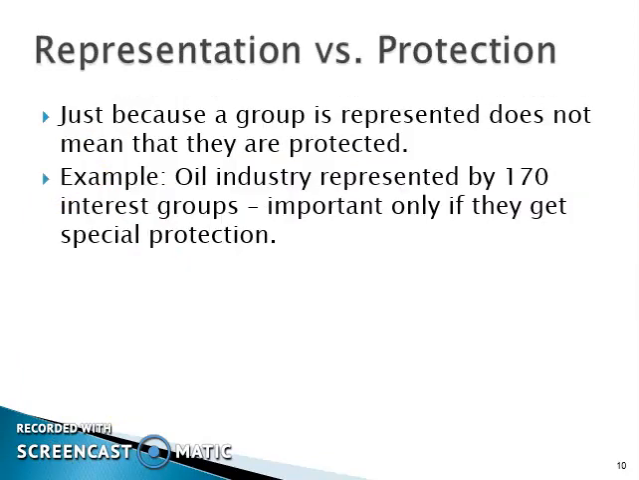So look at this slide right here, representation versus protection. So just because there's an association or an interest group that seeks to protect some group or policy does not mean that that group or policy actually gets protected. One of the best examples is the oil industry. It is represented by over 170 interest groups. That is important only if they get special protection. And you might think, given the high prices of gasoline, that they do get special protection. Such is not the case.